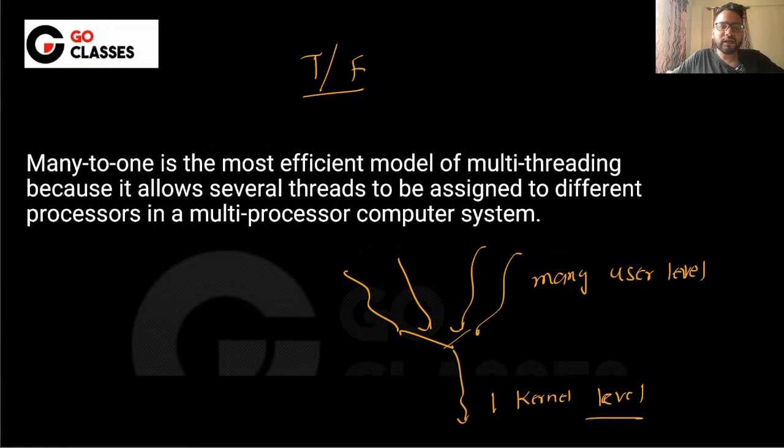So what they're asking is that many to one is the most efficient model of multi-threading because it allows several threads to be assigned to different processes in the multiprocessor computer system. Can you allow several threads to be assigned to different processes? This is also false, right? Yeah, Mayuk is asking about the kernel. That is true, Mayuk. Yes, Alokam, you are saying correctly. This is also false.